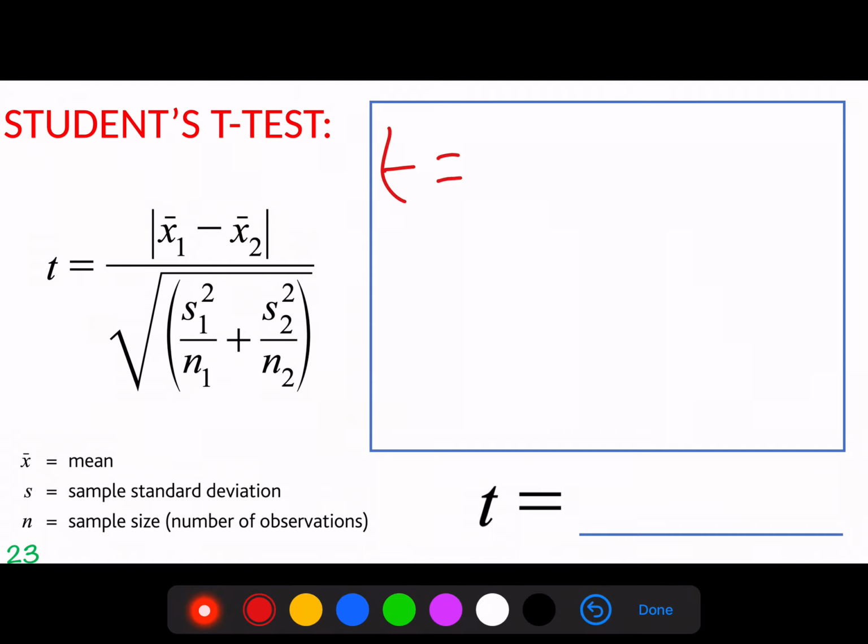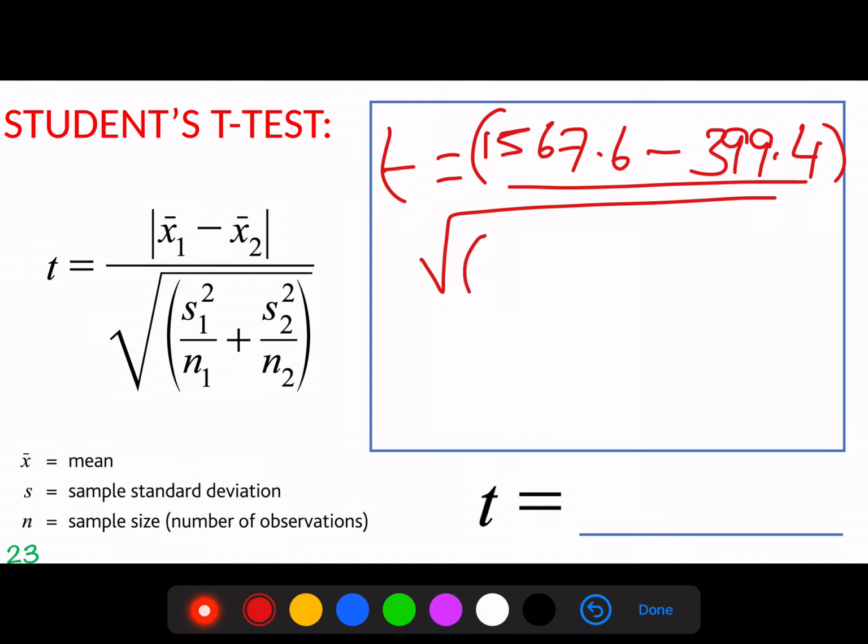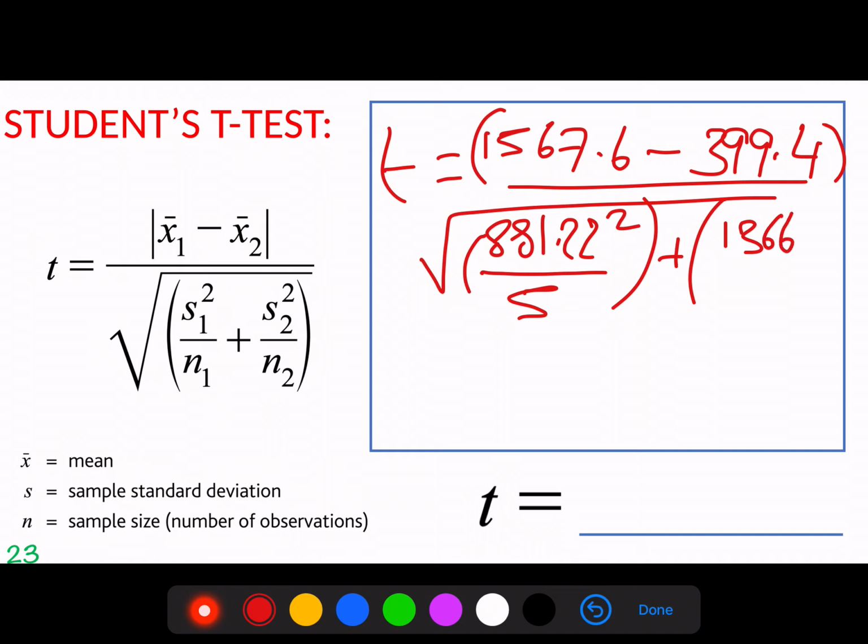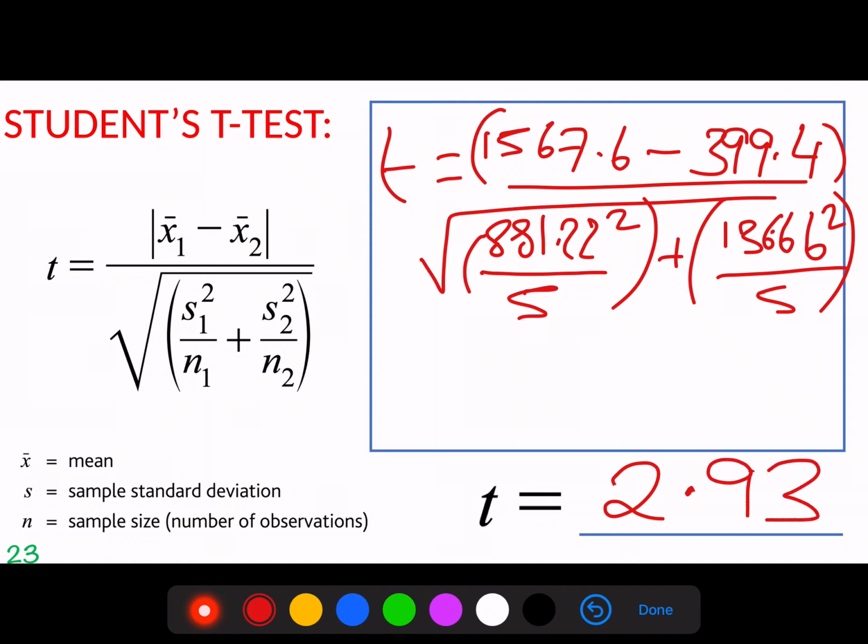So t equals 1567.6 minus 399.4, divided by the square root of all the following: 881.22 squared divided by 5 plus 136.66. It's not a good number, is it? Squared, divided by 5. And eventually, if you do all that calculation, as I did earlier, you'll find that t is 2.93. 2.93 is the value of what we call our t statistic. And that's very useful. You'll see why now.